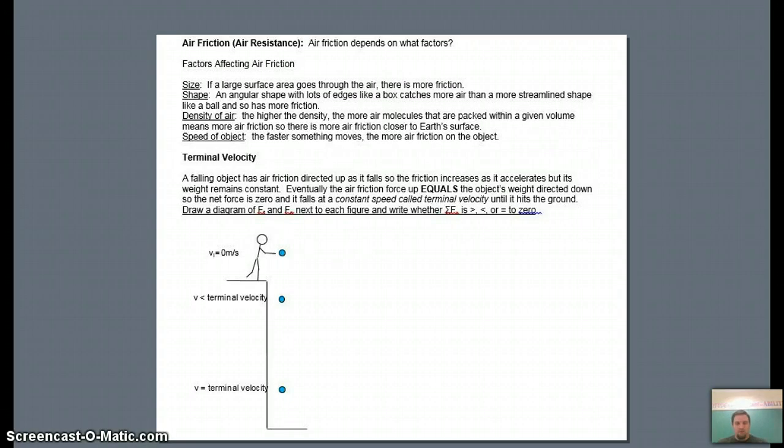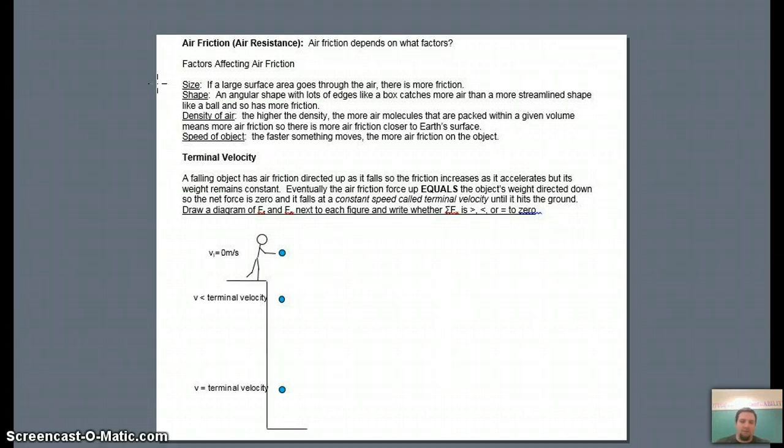All right, we are going to be looking at air friction and terminal velocity. This is in the notes packet for the introduction to Newton's laws. And in this video, we're going to be working through 8, 9, 10, and 11. So, a couple things to start off with.